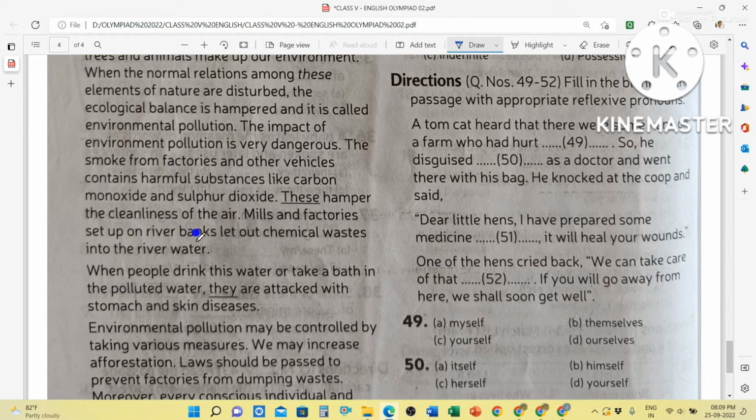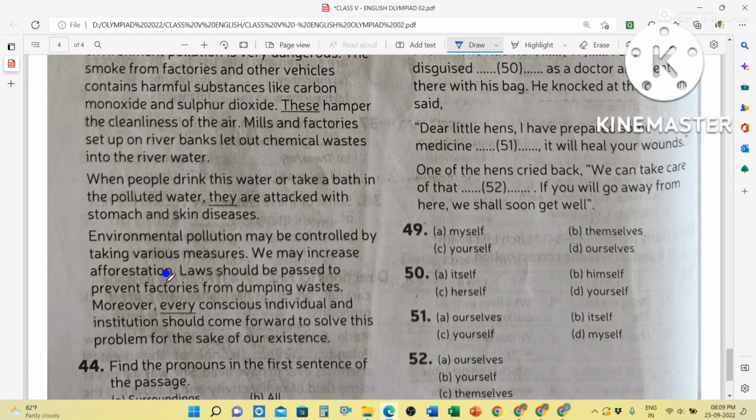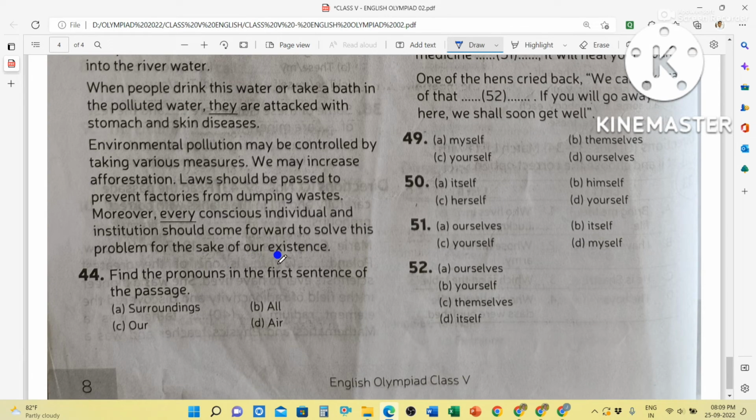Mills and factories set up on river banks let out chemical waste into the river. When people drink this water or take a bath in the polluted water, they are attacked with stomach and skin diseases. Environmental pollution may be controlled by taking various measures. We may increase afforestation. Laws should be passed to prevent factories from dumping waste. Moreover, every conscious individual and institution should come forward to solve this problem for the sake of our existence.